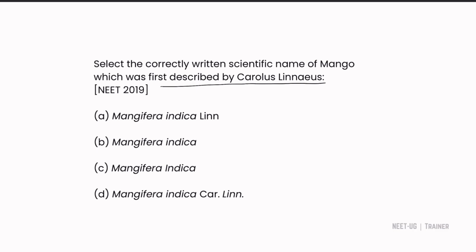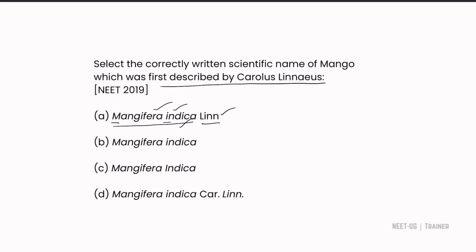Now let's analyze the options one by one. First option is Mangifera indica Linn. Here genus name is started with capital letter M. So this is true. And specific epithet starts with small letter. That is also true. And everything is italicized. So that is also correct. And authority citation is appropriately abbreviated as Linn. So this is also right.